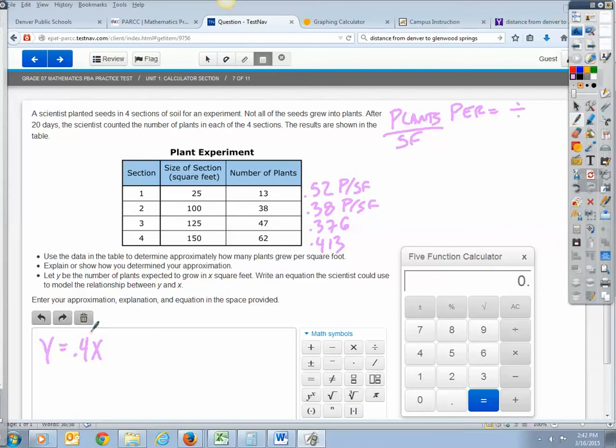And my explanation on how I got that approximation is I found the plants per square foot for all 4 sections, and then I found a number that is in between the 4 of them, and I did kind of take out that outlier because it is so much greater than the other 3. It's kind of out on its own, and 0.4 seems reasonable, and so that's basically what I can write out on this problem. All right.